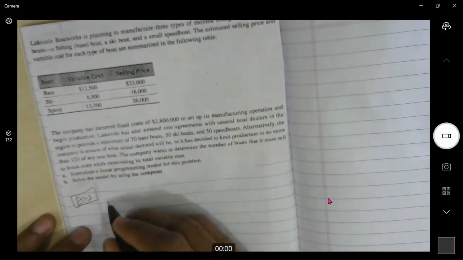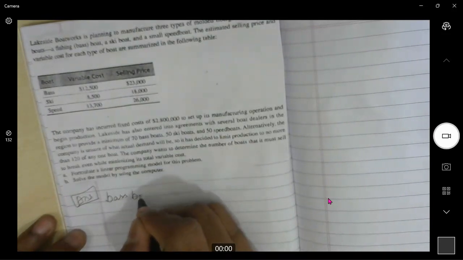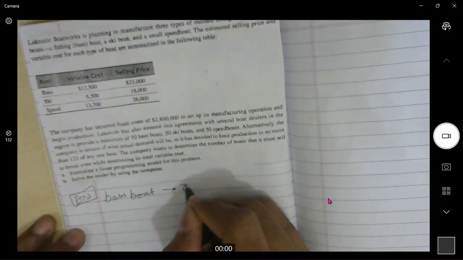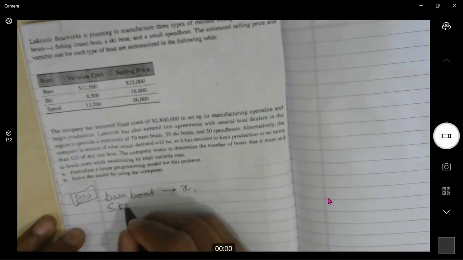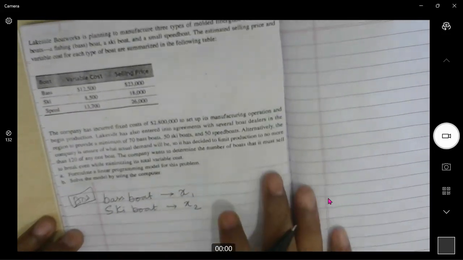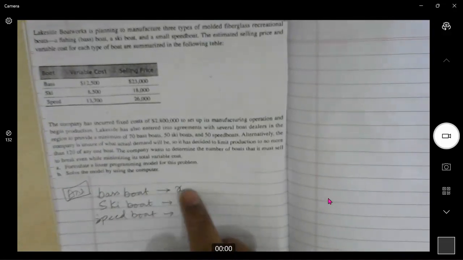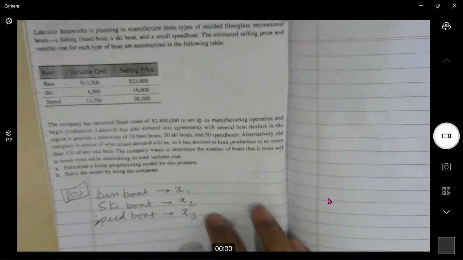Let's call it bass boat, and let's denote it with x1. And then the next one is ski boat. Let's denote this with x2. And the third one is speed boat. Let's denote this with x3. Okay, so we have three unknowns, three products: x1, x2, x3, the number of bass boats, ski boats, and speed boats, whatever, these three.